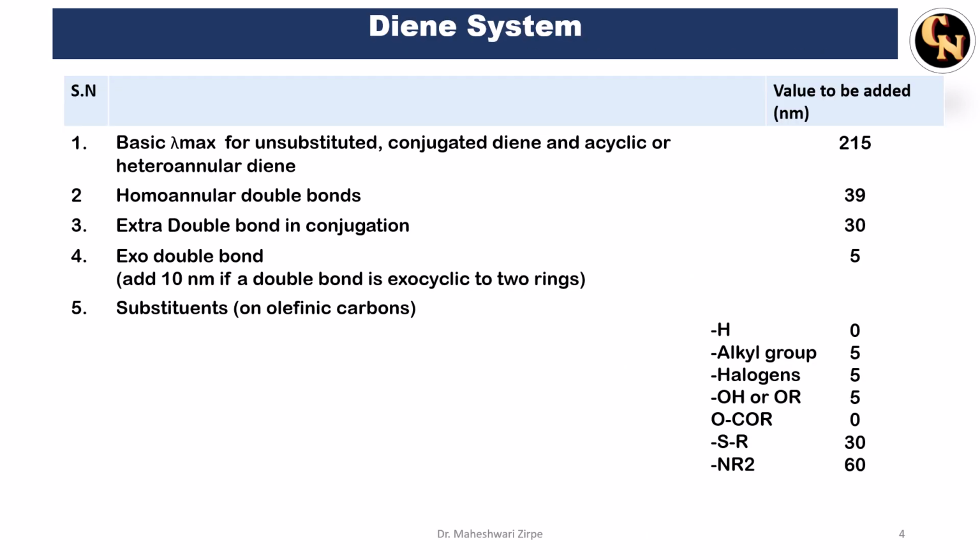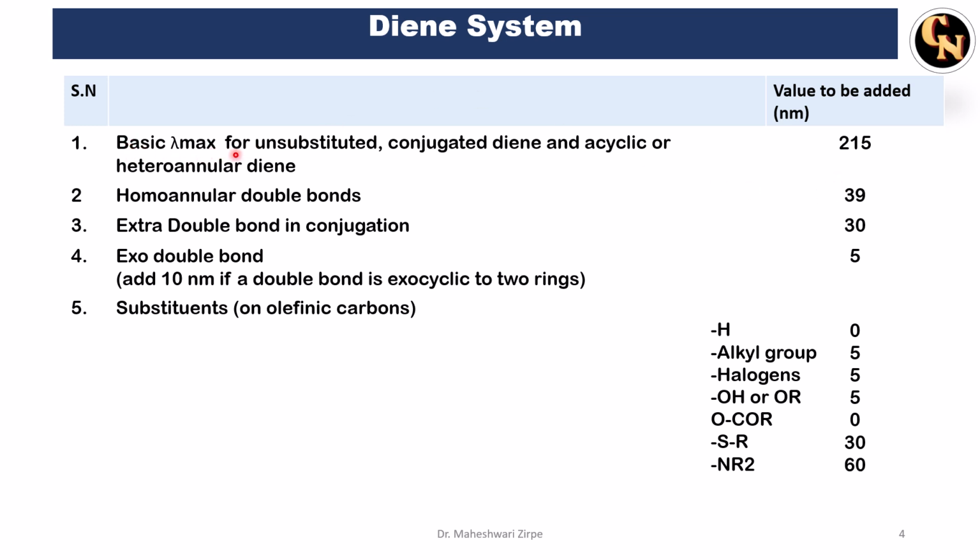Next is the diene system, for whatever different types of diene we have seen in the previous part. You can find how to give the values for each type of diene. So basically this table is very important. As you can see here, the table is very important. Without an instrument we can write the values and calculate the lambda max value.